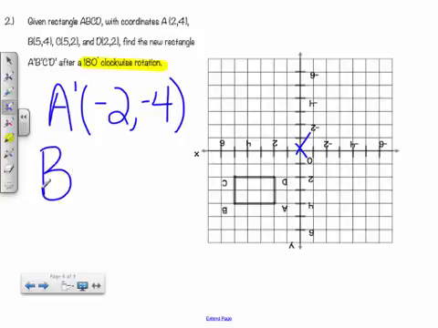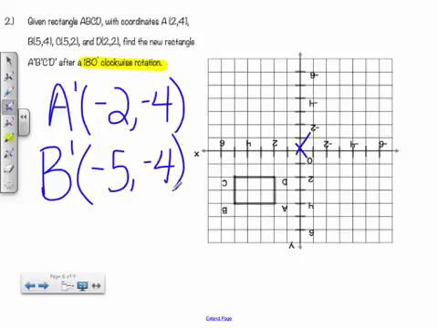Alright, so B prime, in order to get from the origin to B prime, I would go to the left 5 and down 1, 2, 3, 4. So my B prime would be negative 5, negative 4. Okay? C prime, to get to C prime, I would have to go to the left 5 and down 2. So it would be negative 5, negative 2.